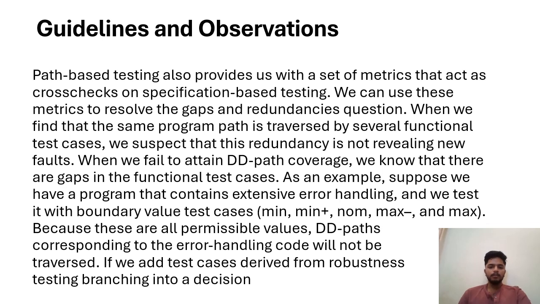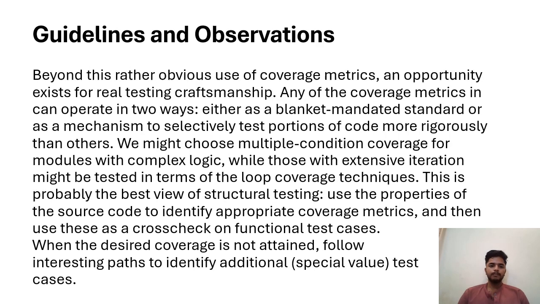As an example, suppose we have a program that contains extensive error handling and we test it with the boundary value test cases min, min plus, nominal, max minus and max. Because these are all permissible values, the DD paths corresponding to the error handling code will not be traversed. If we had test cases derived from robustness testing, we would branch into a decision.